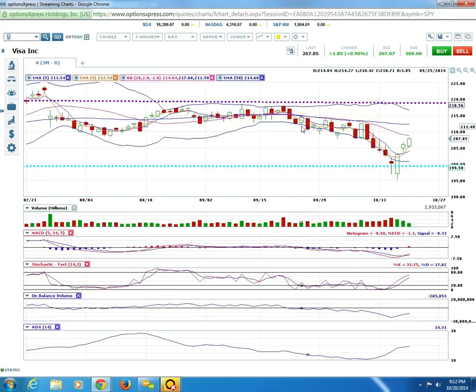Of course, we called Visa back in August, September going down because it was already weak, and it actually fulfilled. This is not a trade I should have put in the account. I didn't do it, but this was a trade we were talking about, that it would go lower when it was up in the 215 area going down to 200. So we'll look for another opportunity to hit it again. What else do we have?